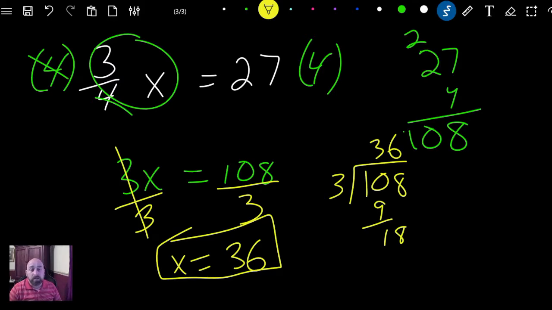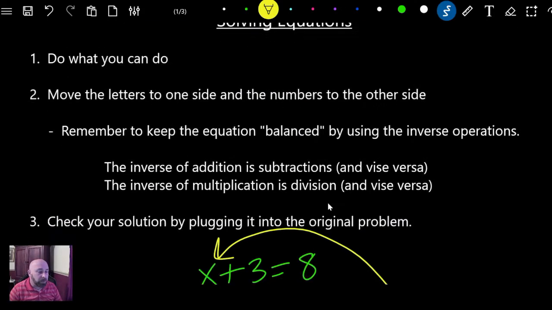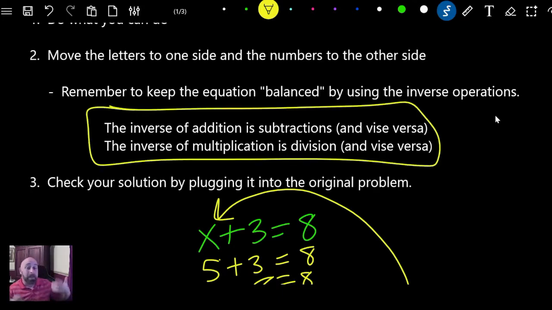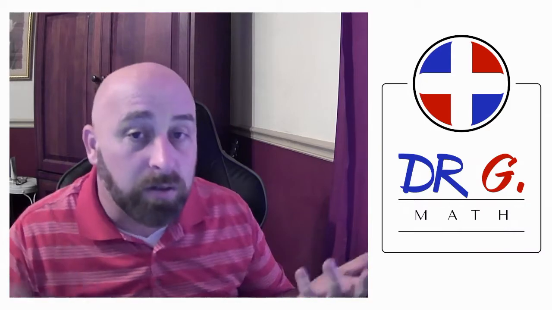So make sure that you're remembering our steps. Let's go back up and look at our steps again. Step number 1, do what you can do. So just do any addition, subtraction, combining like terms, distributing, anything that you can do. And then step number 2 is you start moving the numbers to one side, the letters to the other side. Step number 3 is you check your solution by plugging in. Make sure you remember these inverses. What does the inverse mean? The opposite sign. So inverse of subtraction is addition. Inverse of multiplication is division, and so on.